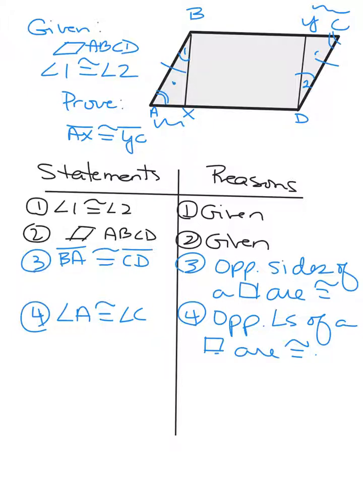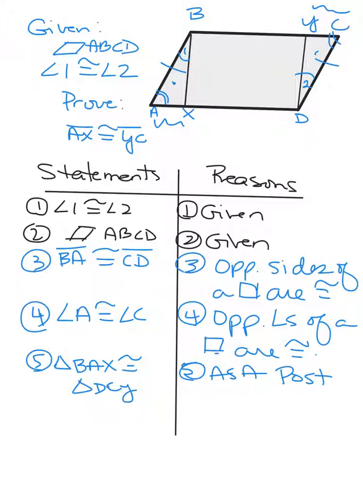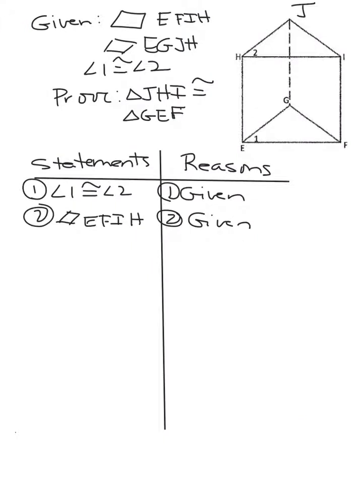Now, if you notice, we were trying to get these triangles on the outside congruent, and we can show that from angle side angle. So that's going to be my next step in my proof. I can say that triangle BAX is congruent to triangle DCY, and that is because of angle side angle postulate. And my last step in my proof is segment AX is congruent to YC, and we can say that because of CPCTC.